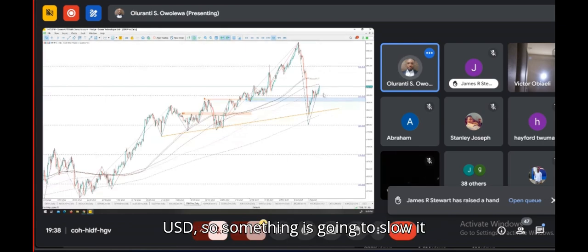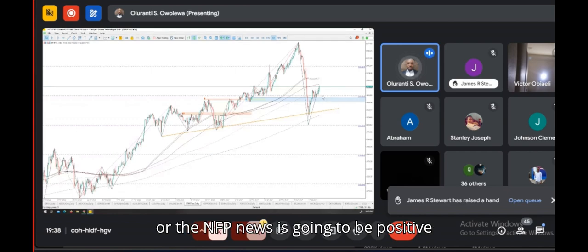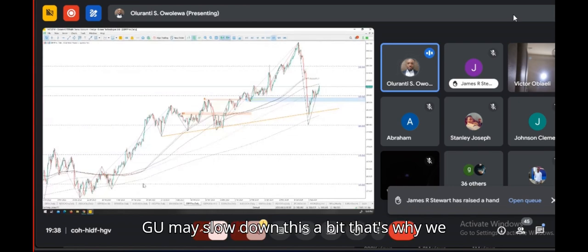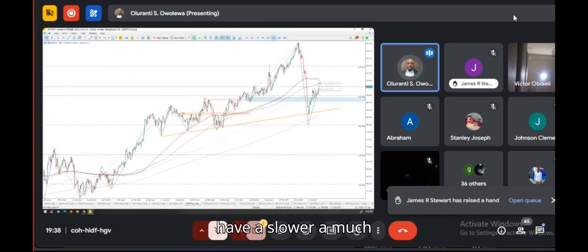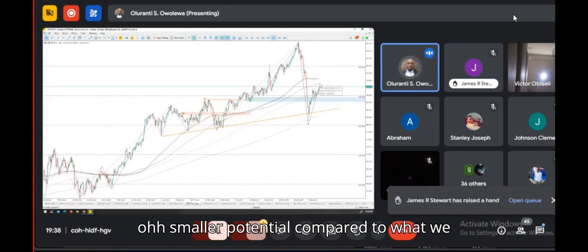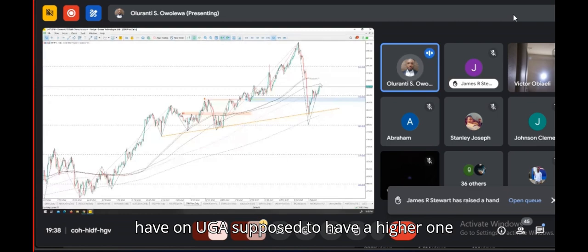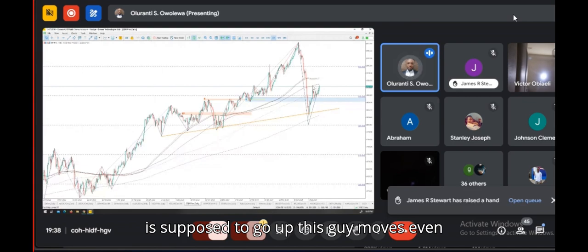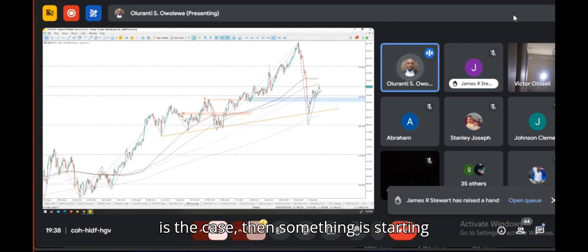So something is going to slow it down. It may be that the NFP news is going to be positive for the dollar, and then it's going to push pounds down while UJ goes up, and then the momentum of the GU may slow this down a bit. That's why we have a much smaller peak potential compared to what we have on UJ. It's supposed to have a higher one because if GU was stable, UJ is supposed to go up. This guy moves even faster. But if the reverse is the case, then something is trying to drag it down, which is this guy.